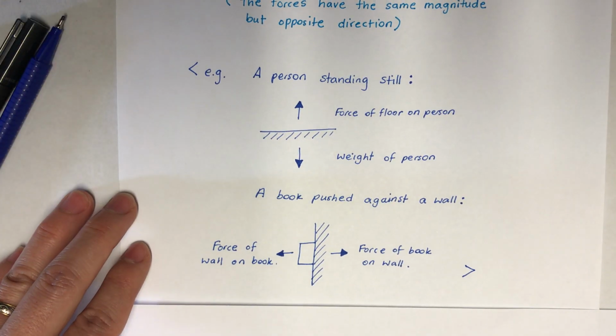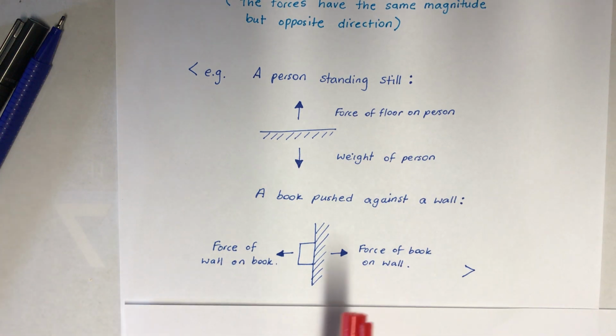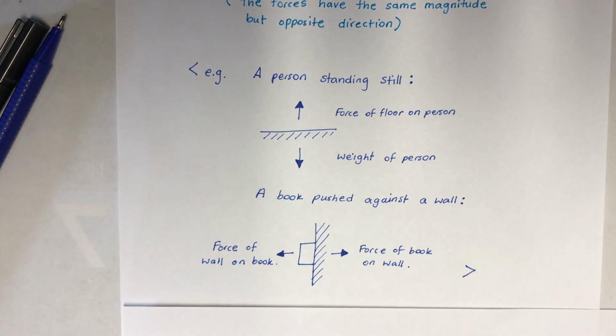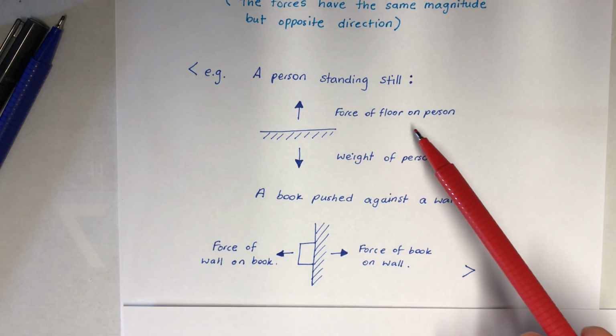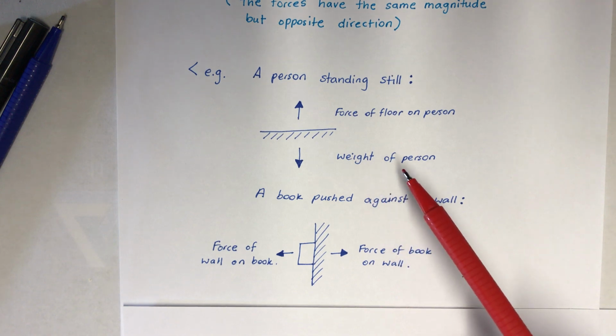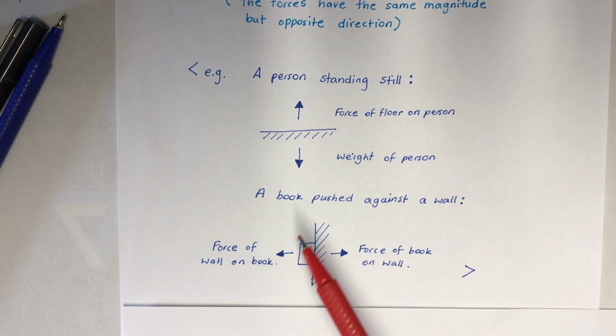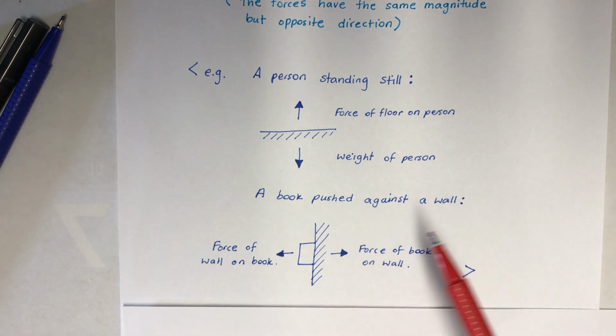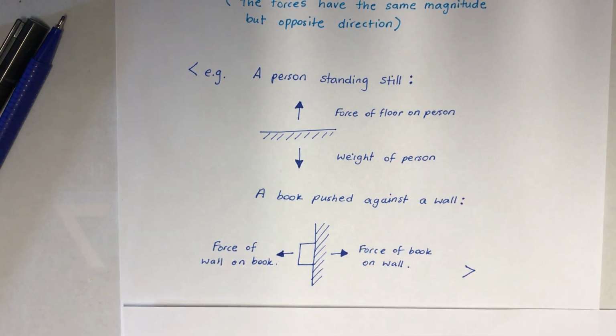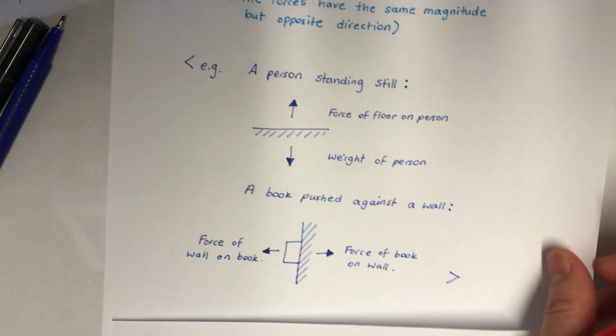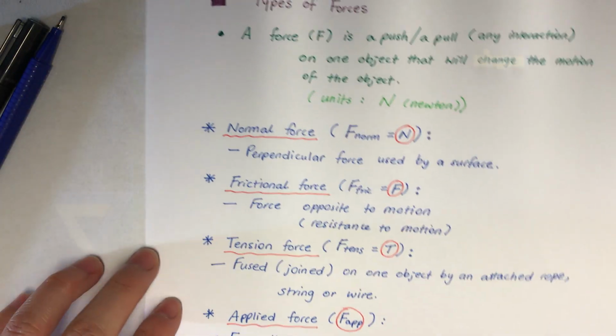A person standing still is not moving, so their net force will be the same, because the force of the floor on the person and the weight of the person will be the same, but in different directions, yeah? And a book pushed against the wall is the same theory. All right, so that's the 3 laws.